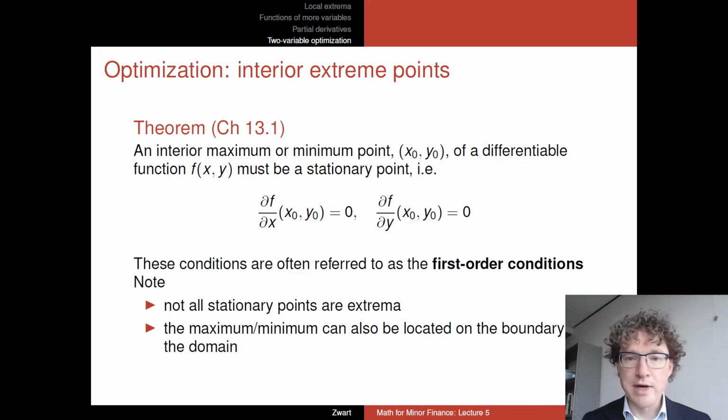Now, of course, this goes one way. If we have an extreme point, then if it's interior, it must satisfy these first order conditions, but not the other way around, because we might have stationary points, points that satisfy all the first order conditions, but which are not extreme. And also, the real maximum or minimum of a function can actually, again, like before, be located on the boundary of the domain rather than the interior. So that's another point to be careful about.